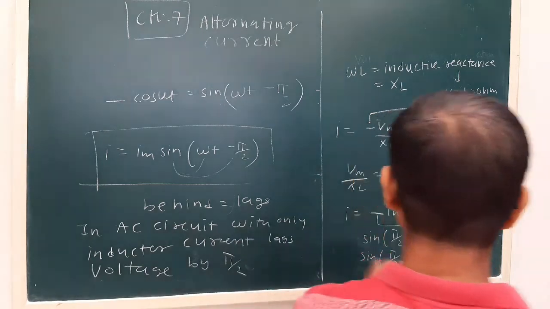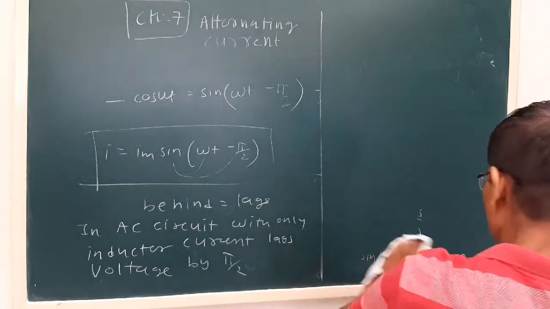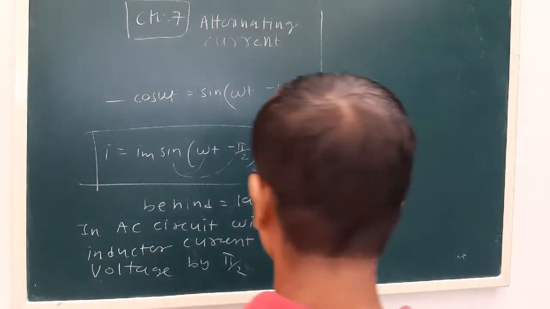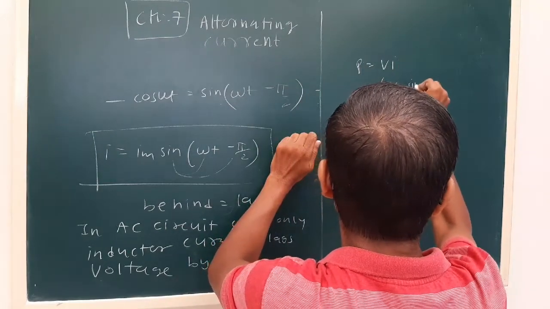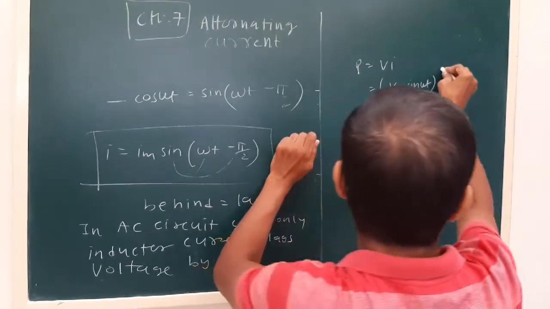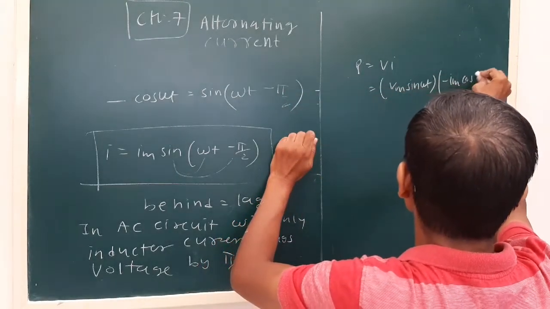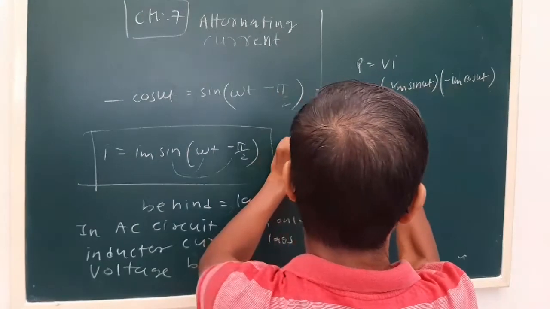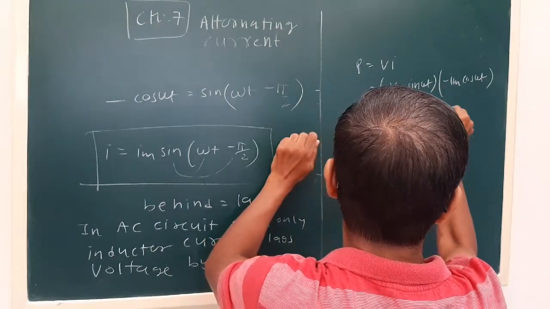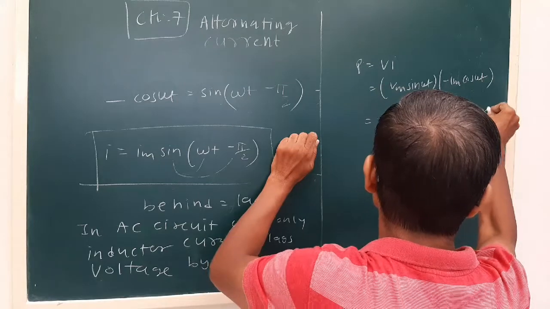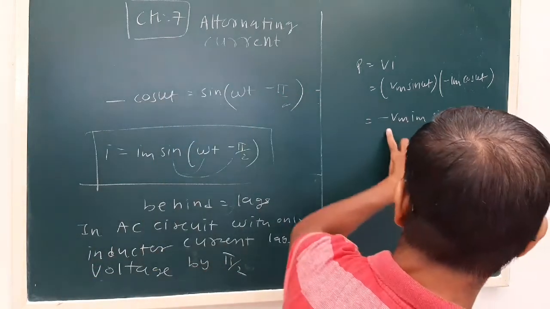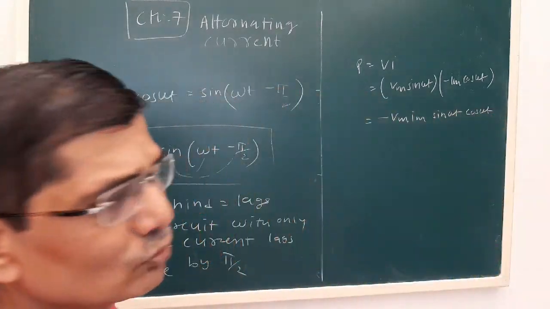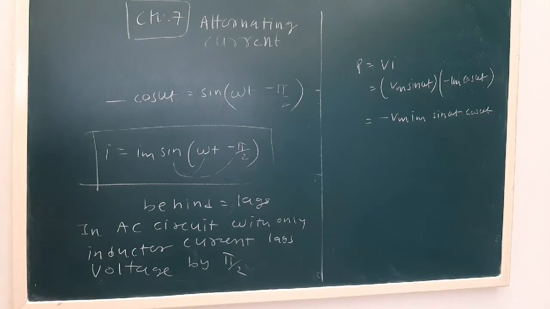Now next we have to derive the equation of power. What is the formula of power? Power is V into I. V is Vm sin omega t, that is the voltage supplied. Current is minus Im cos omega t, that we can derive. That we can write as minus Vm Im sin omega t cos omega t. We have to find out power over one periodic time.